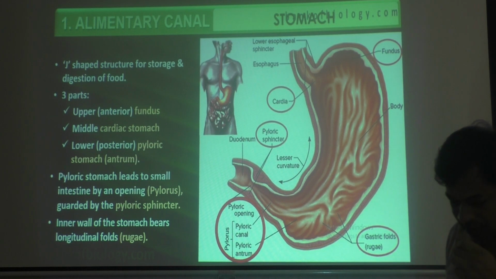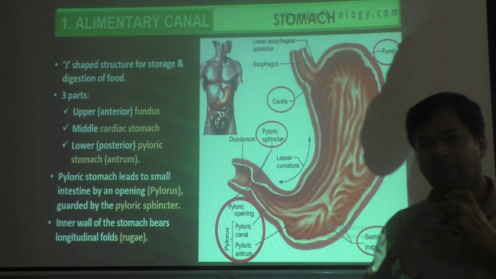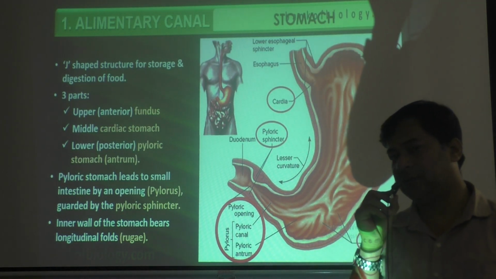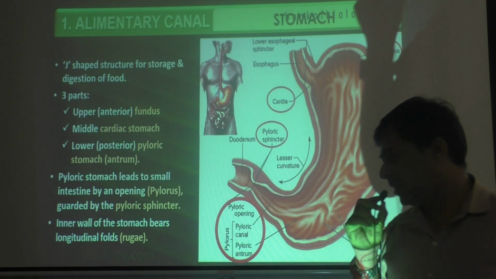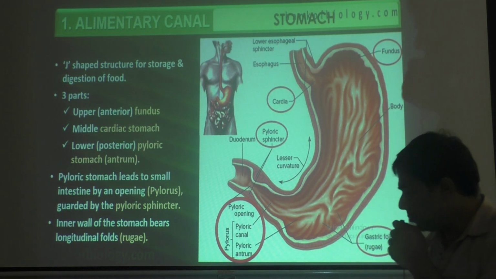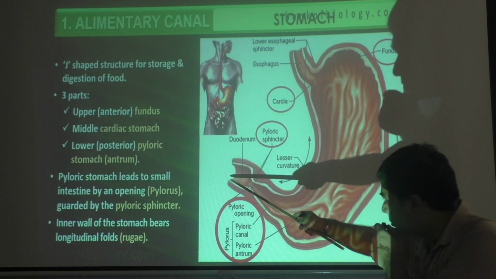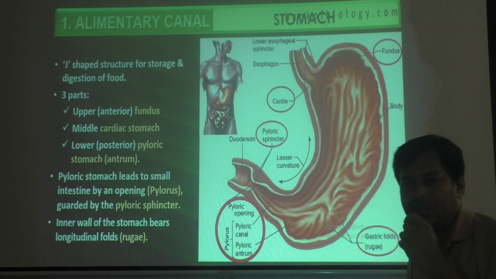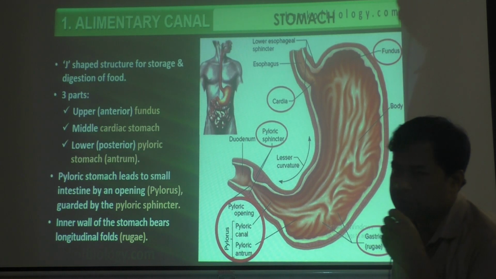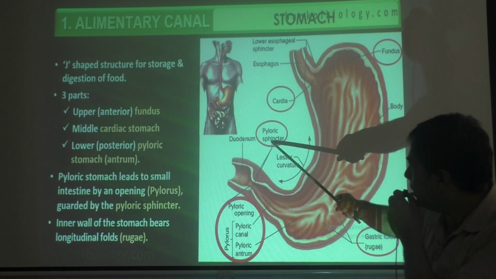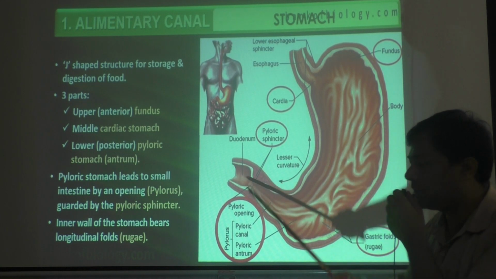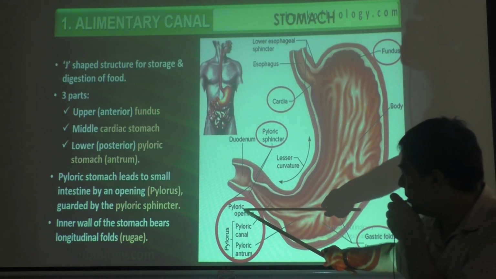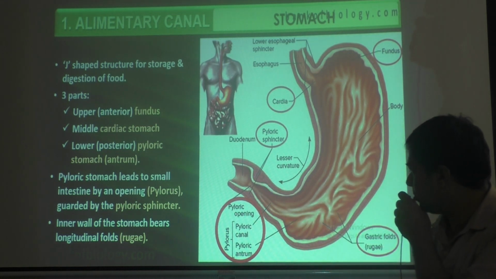As you know, stomach is divided into 3 parts. Upper part is called fundic or fundus part, the middle part is called cardiac, and the last part is called pyloric part. So the food present in the stomach goes to the intestine through an opening, which has a sphincter muscle. This is called the pyloric sphincter muscle, because this area of stomach is called pyloric stomach. So the opening is called the pyloric opening. You can see there, pyloric opening.